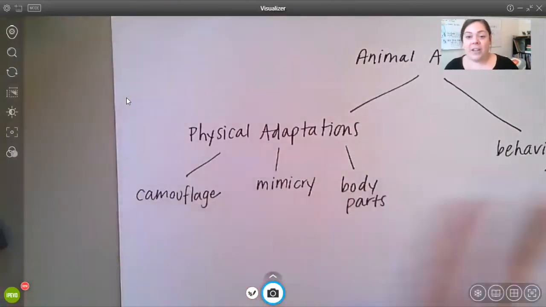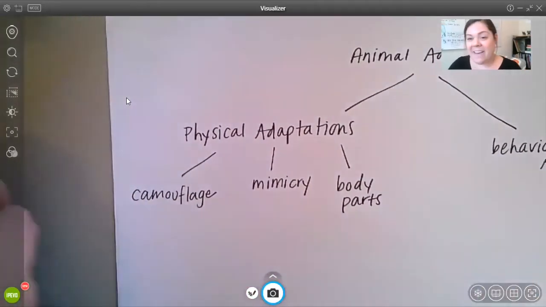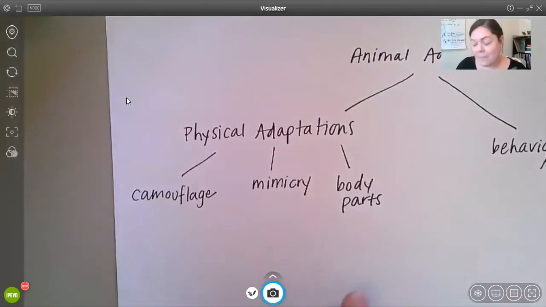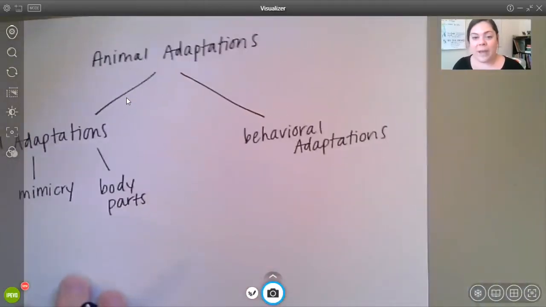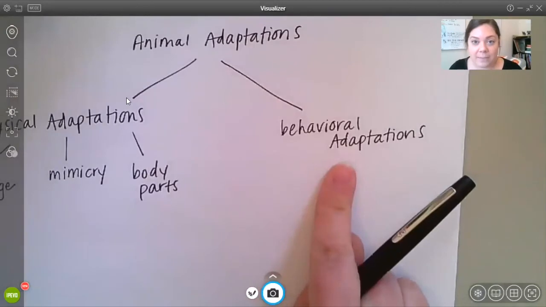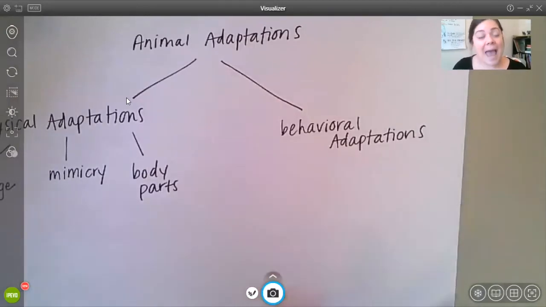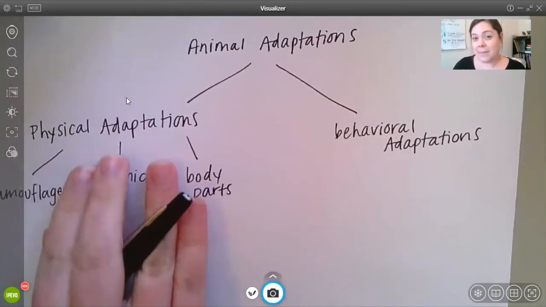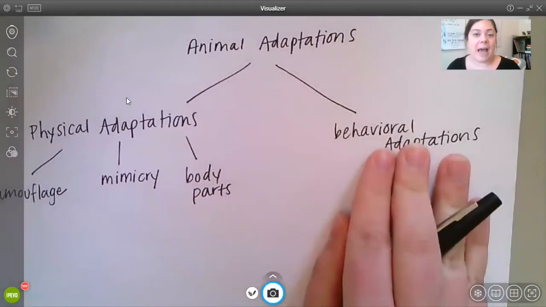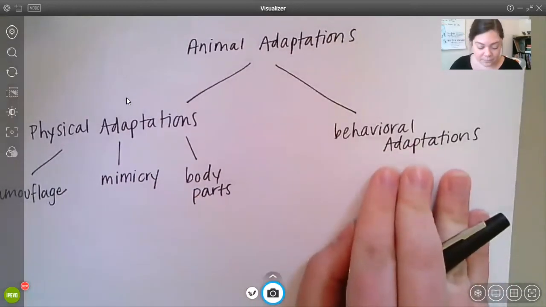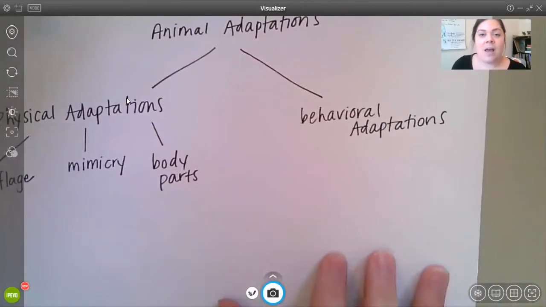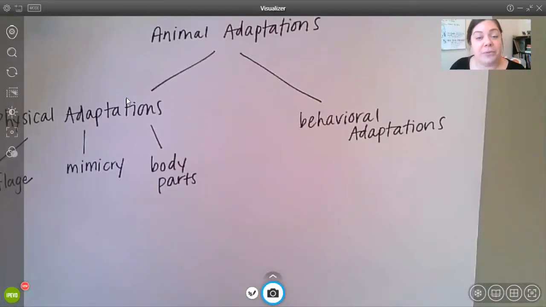Now, on the other side of our flowchart here, we have another type of adaptation. We have behavioral adaptations. Behavioral adaptations are ways that animals act in order to survive. Physical adaptations are things about their body. Behavioral adaptations are ways that they act. There are 3 types of behavioral adaptations that you're going to read about this week. One of those is called hibernation.